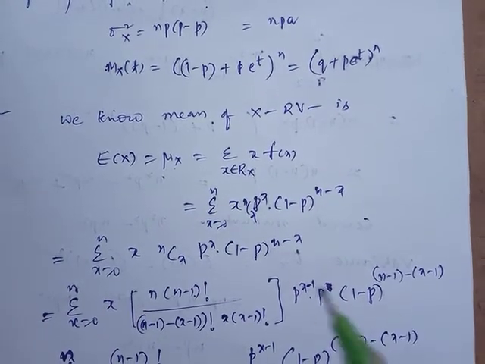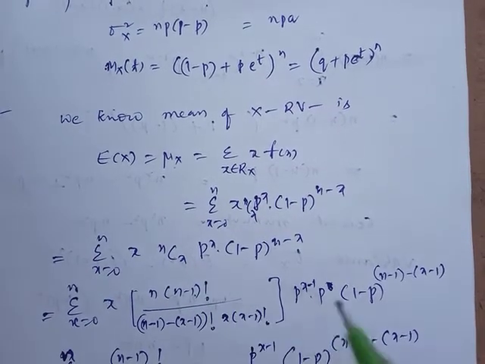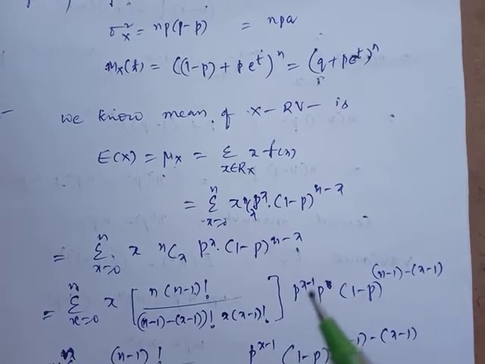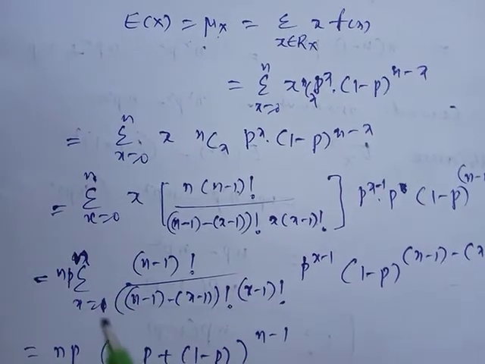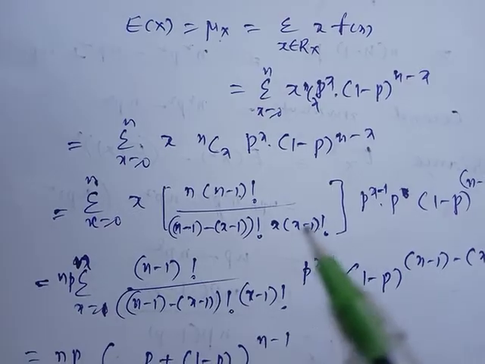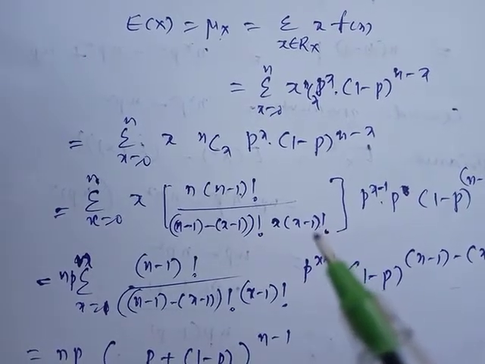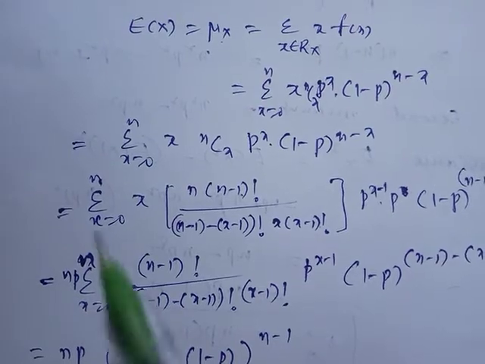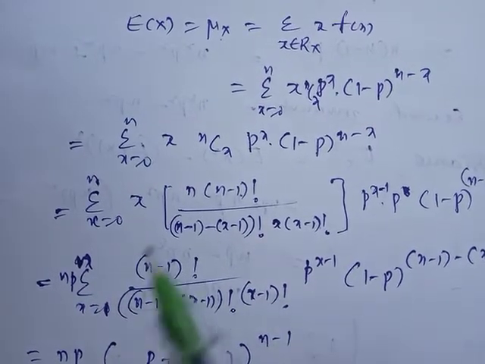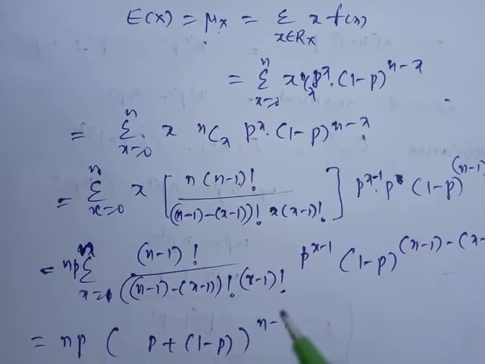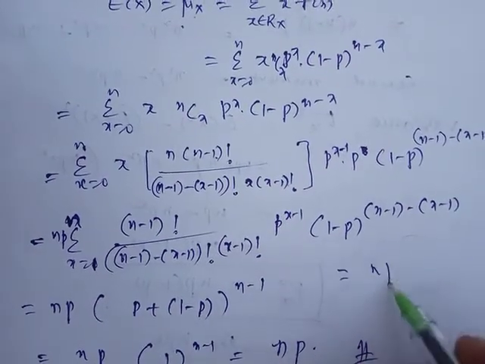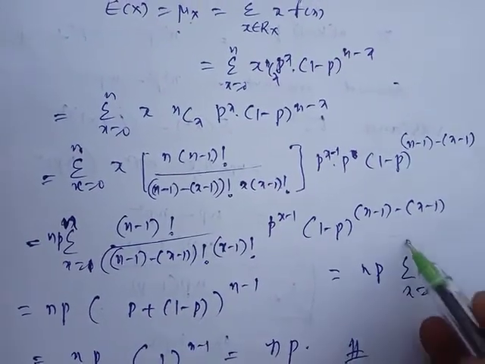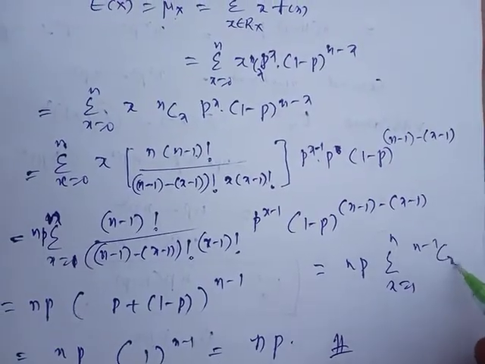Here n and p are common terms. I am writing p to the x as p to the x minus 1 into p. So n into p is the common term, next the summation from x equal to 1 to n. Why x equal to 1? If you substitute x equal to 0, then 0 minus 1 is negative, and a negative factorial does not exist. So this total term can be written as (n minus 1) C (x minus 1), that is np into the summation from x equal to 1 to n of (n minus 1) C (x minus 1).